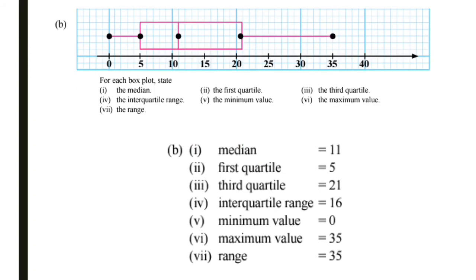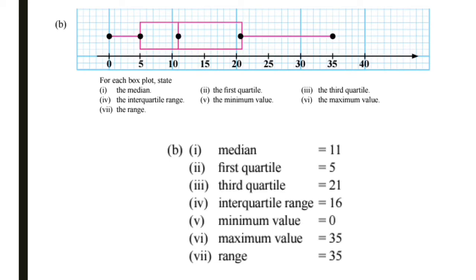For this one, the median is 11. The data at the middle is 11. First quartile is the data to the left of the median, which is 5. And the third quartile is the data to the right of the median, which is 21. So interquartile range is the difference between third quartile and first quartile. 21 minus 5, 16.